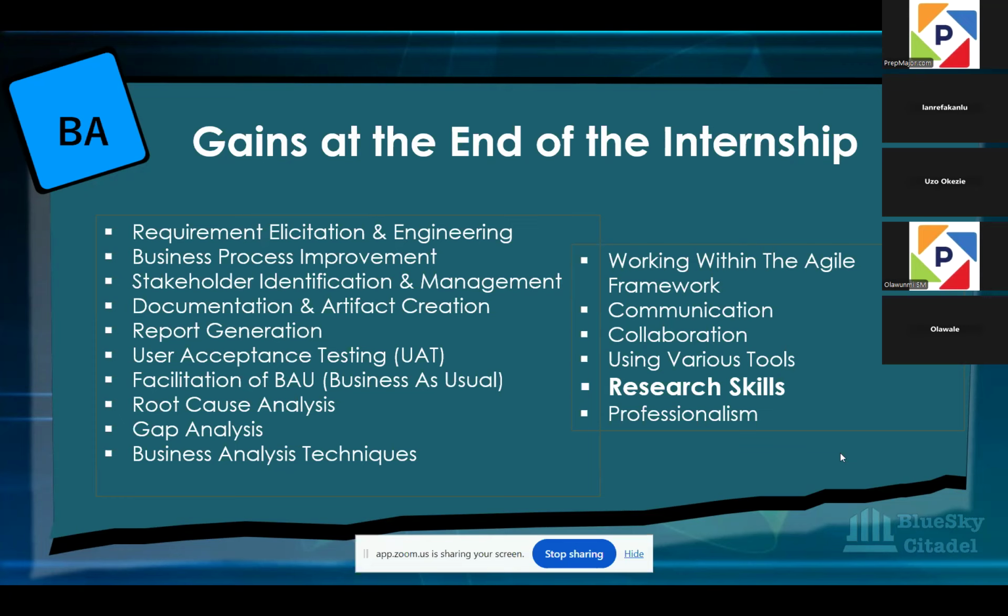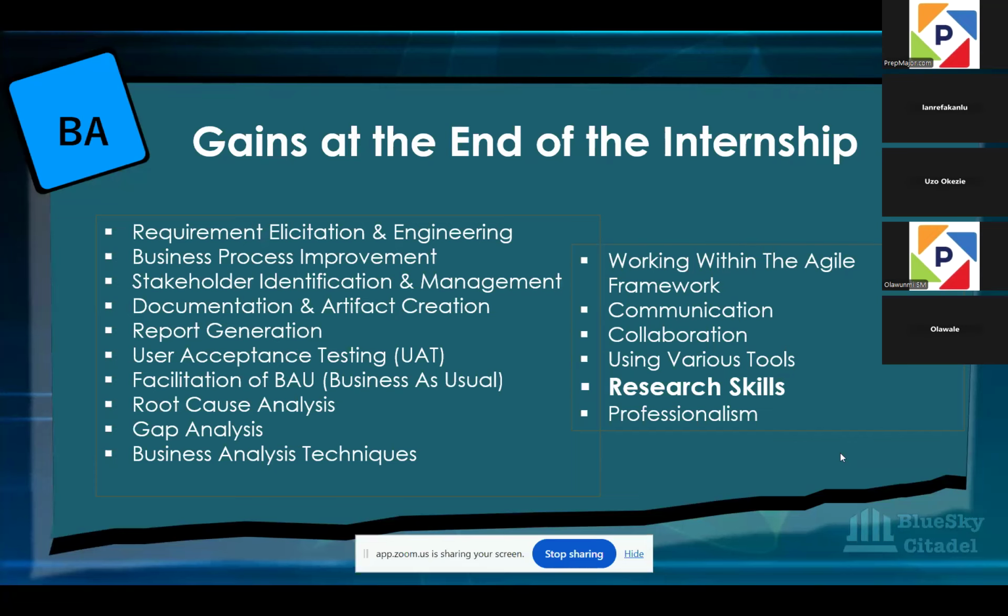You're going to learn communication skills, collaboration skills. Some of the tools I highlighted, we're going to learn how to use them. Full-on courses on how to use them. By the time you're done, you will know how to use them very well. Research skills, very important for a BA. Remember, I told you that you can go into any organization, any domain, and work as a BA. But your research skills have to be up to par.